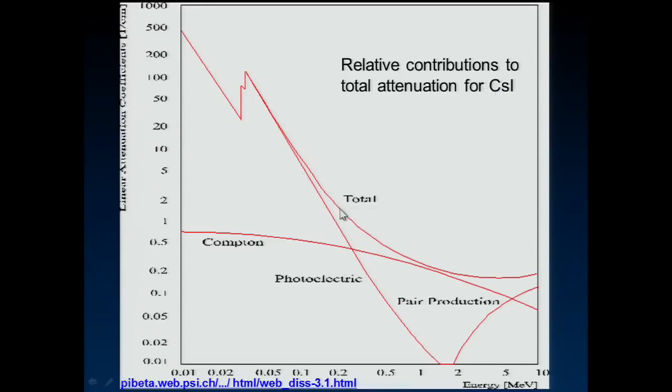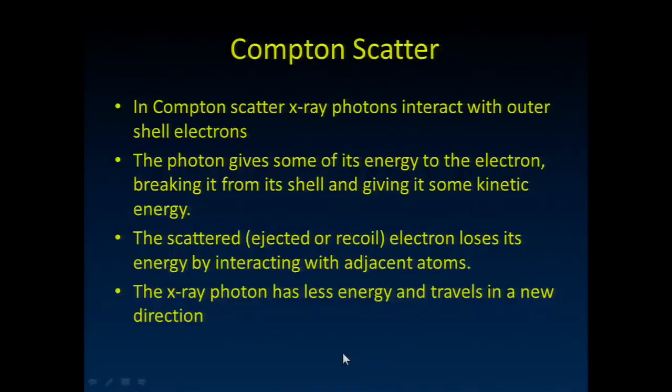And notice here the photoelectric effect and the Compton effect are about the same contribution to the total attenuation of the X-ray beam, up at around 200 keV. We're going to see in biologic tissue that occurs much lower down than that because biologic tissue has a much lower average Z. So let's talk a little bit about Compton now.